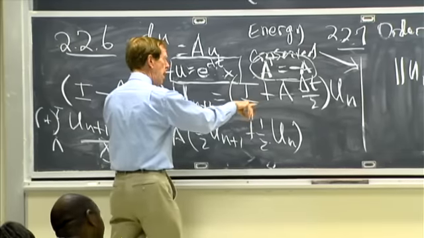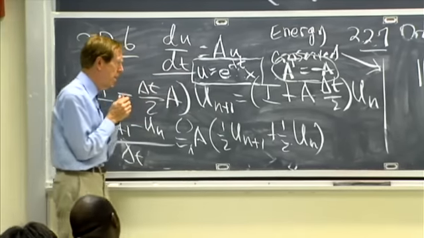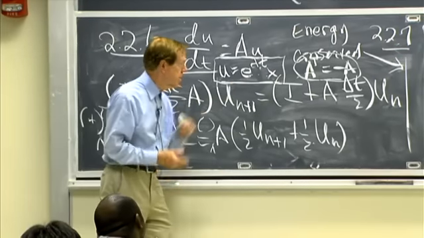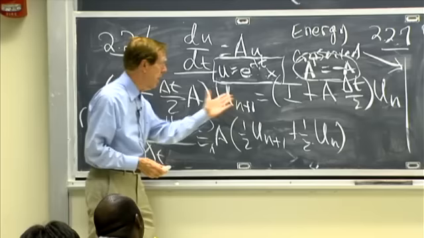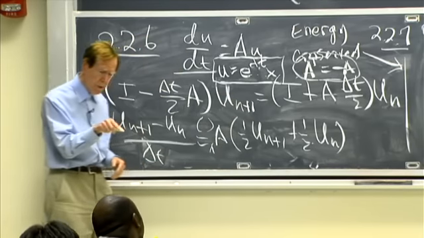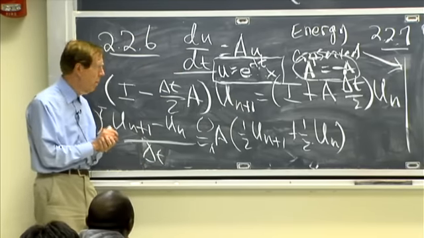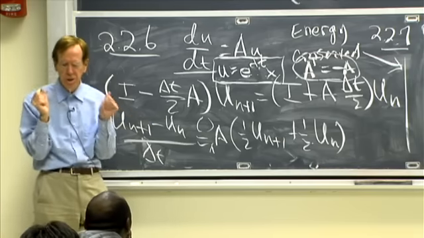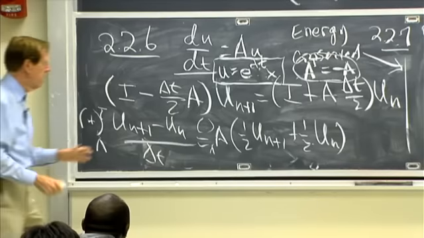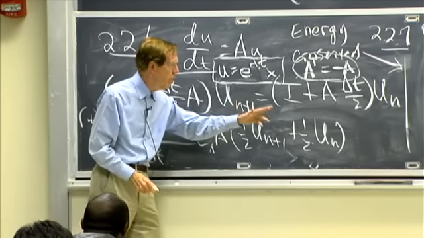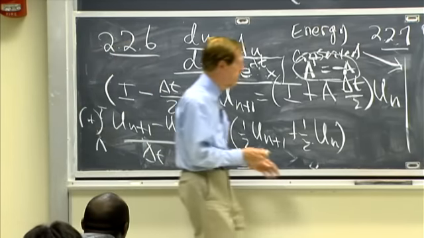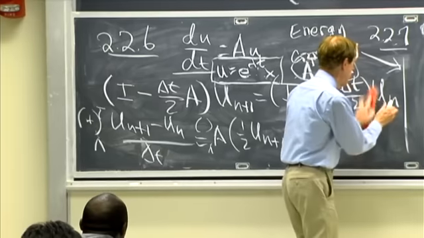So what happens to an eigenvector of A, one of x itself? Suppose u0 is an eigenvector x of A. What's u1? Yeah, you really should see this question. So if u0 is the eigenvector x, then what is u1?